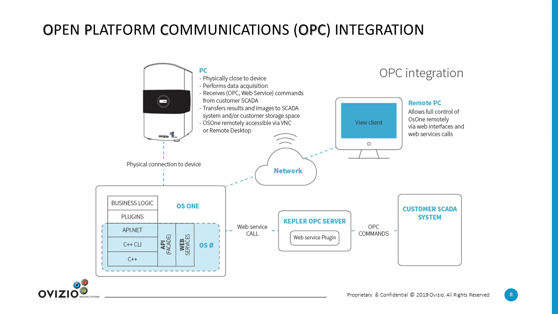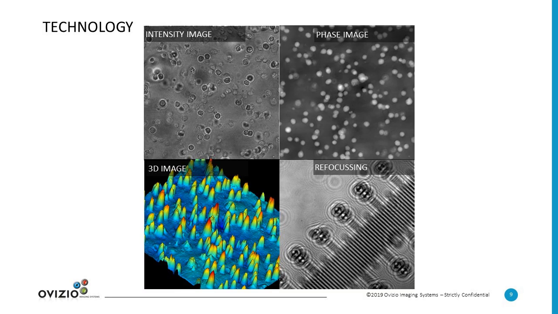This is in a nutshell what we have and what is possible. Now, if we go to the technology itself, it all starts with images. And when we are talking about images, what we take or what we do are actually 3D holographic images. And 3D holographic images is basically a combination of three images. You see an intensity or bright field image.